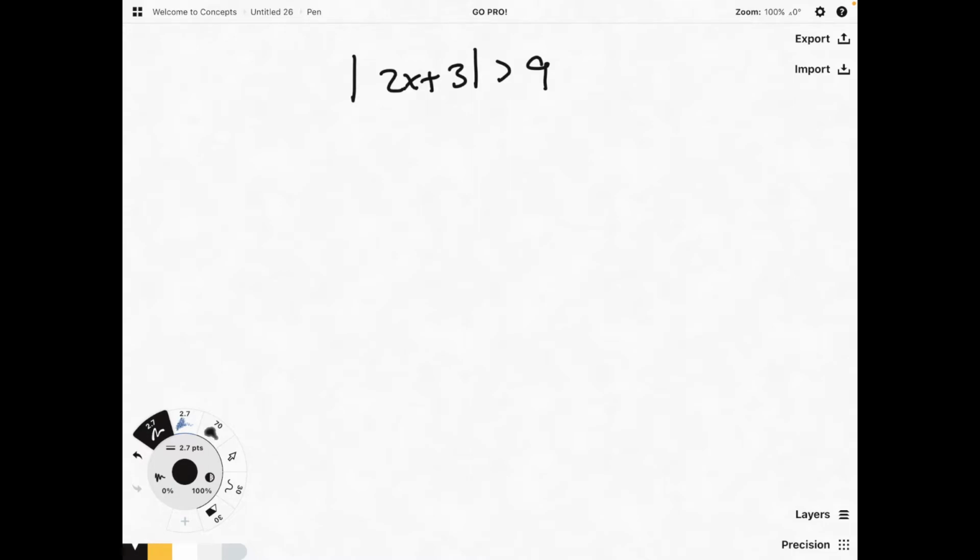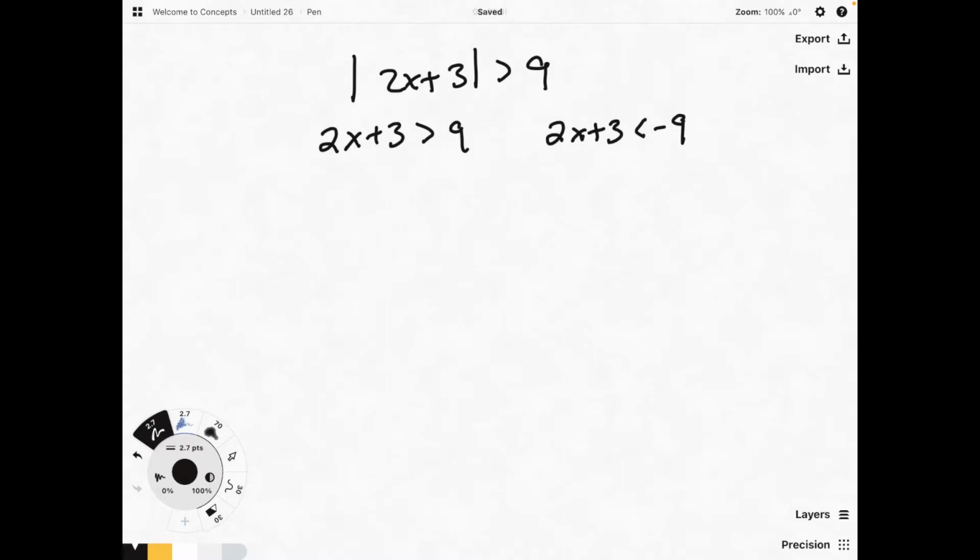Looking at this problem, we have to take into account, again, both the negative and positive values. And so with that, we're going to get 2x plus 3, which is greater than 9, which is what we have. And we have to take into account the negative, so we get 2x plus 3, which is less than negative 9. Again, when dealing with negatives, you have to remember to flip the sign. And then all we do is solve this problem.